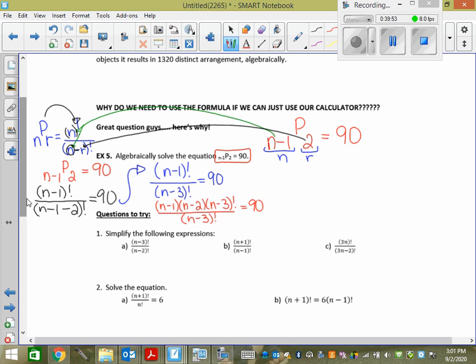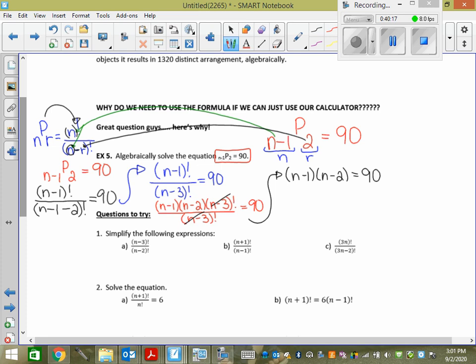Then my n minus 3 factorials can cancel, right? We're back to that same question we had before. So now I'm going to get n minus 1 times n minus 2 equals 90. What must I do next?